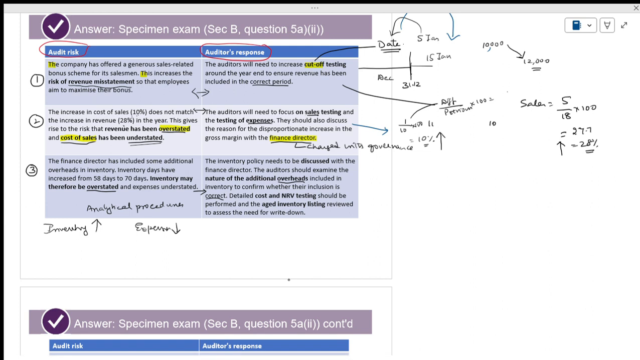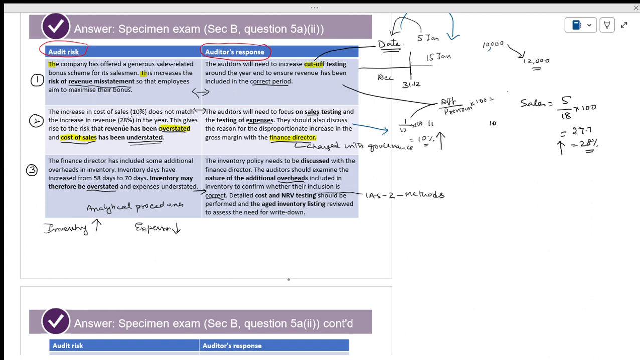Detailed cost and NRV, net realizable value, should be checked: the lower of cost or net realizable value. This is not written here, but it is as per IAS 2. These are the methods. Remember, we have to be very careful with these things. Detailed cost should be performed, and the aged inventory listing reviewed. This is a little bit advanced.